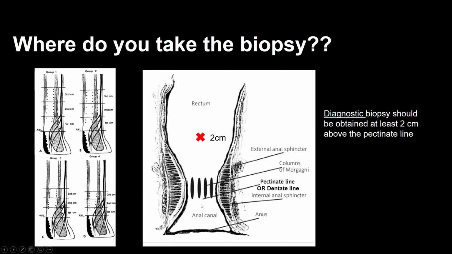If we see hypertrophic nerves down here, that might be all within the realm of normal. If we see no ganglia down here, that might also be within the realm of normal. So this is the reason for stressing the importance, especially to your surgeons if they don't already do it, that they should be taking a biopsy from at least 2 centimeters above the pectinate line.